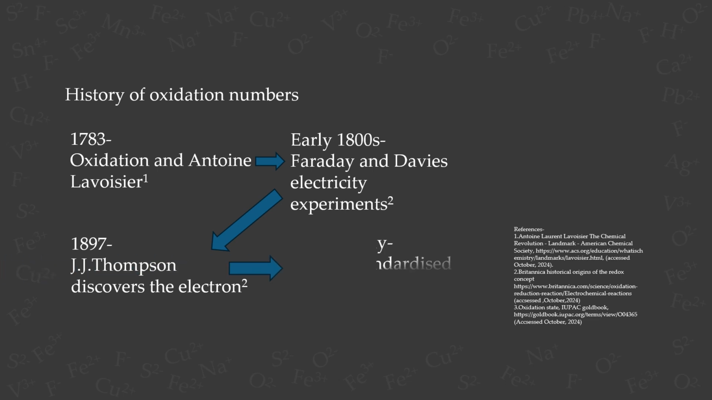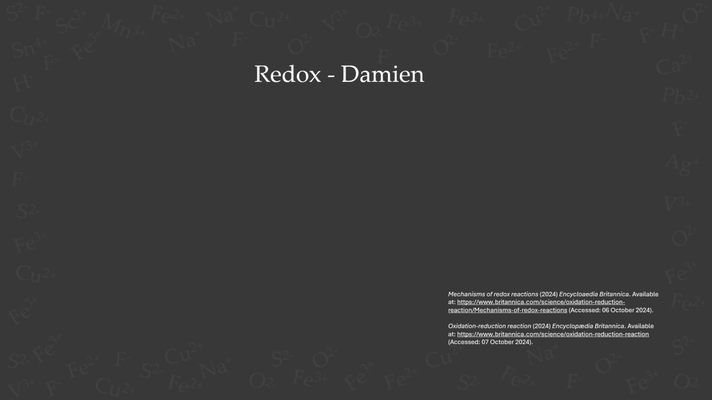Which leads us to the modern day IUPAC standard definition, which is an oxidation number gives the degree of oxidation of an atom in terms of counting electrons. The higher the oxidation number of a given atom, the greater its degree of oxidation. The word redox comes from the mechanism of the reaction, in which one metal ion is reduced, whilst the other metal ion is oxidized.